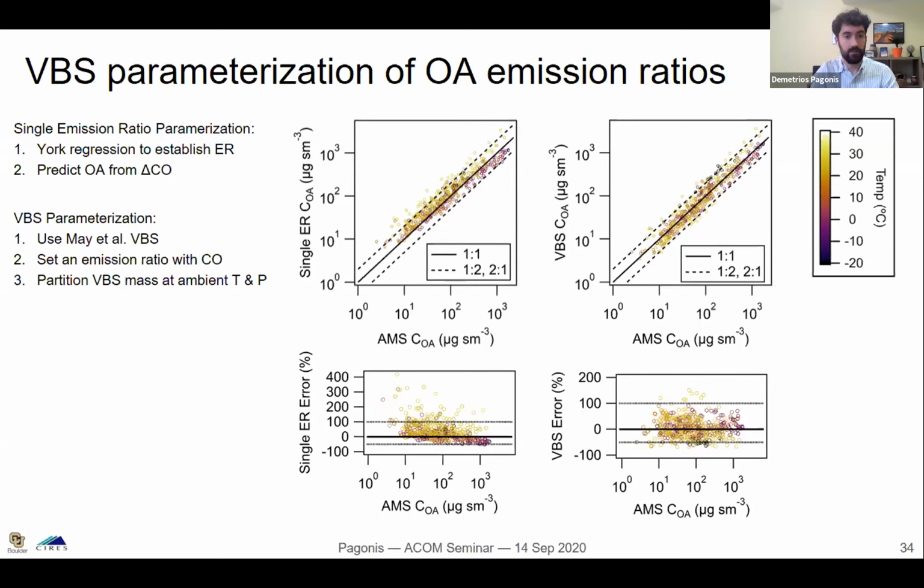This is all just being calculated directly from the measured carbon monoxide, and so it's still not feasible to include a full chemical treatment of OA in every model, but we think something like this can be implemented much more readily and holds a lot of promise.